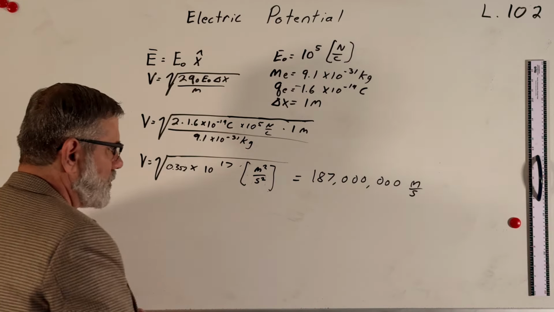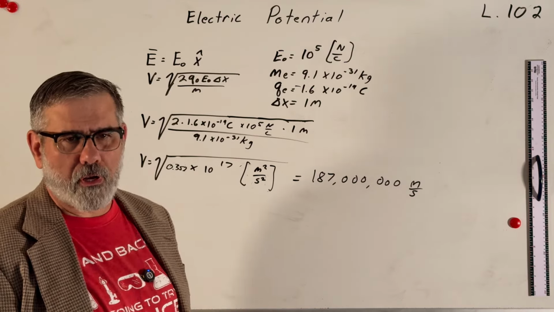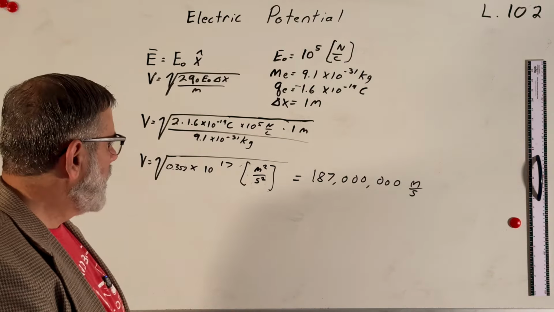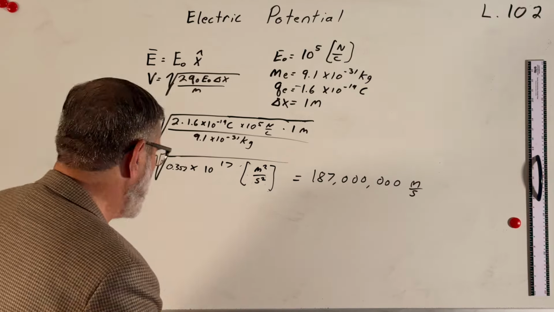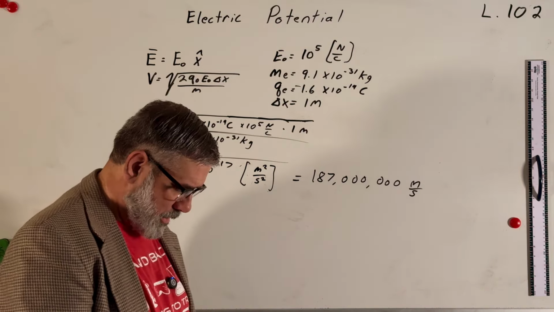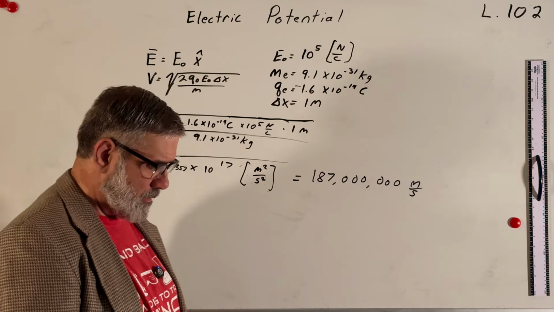But, you know, this is a very fast speed, right? So if I divide it by the speed of light, which is roughly 2.99 times 10 to the 8th meters per second, I should get this in terms of c, right? So I can do that. If I take this and I divide the answer by 2.99, I get 0.63.